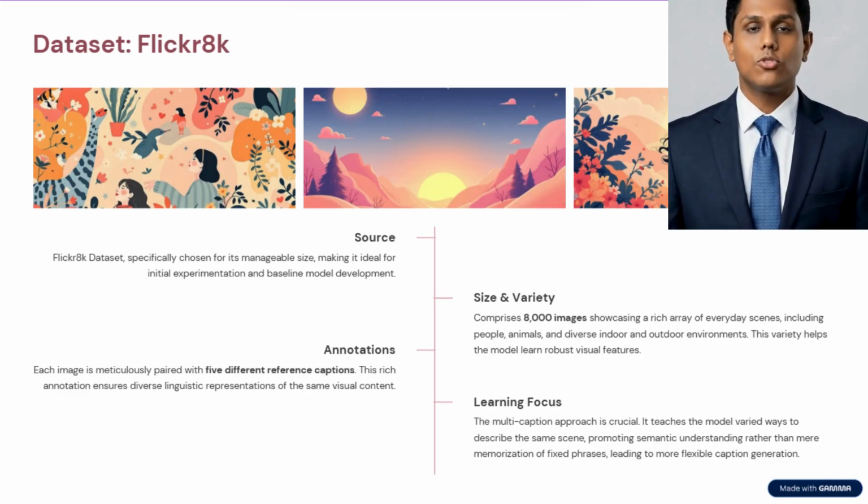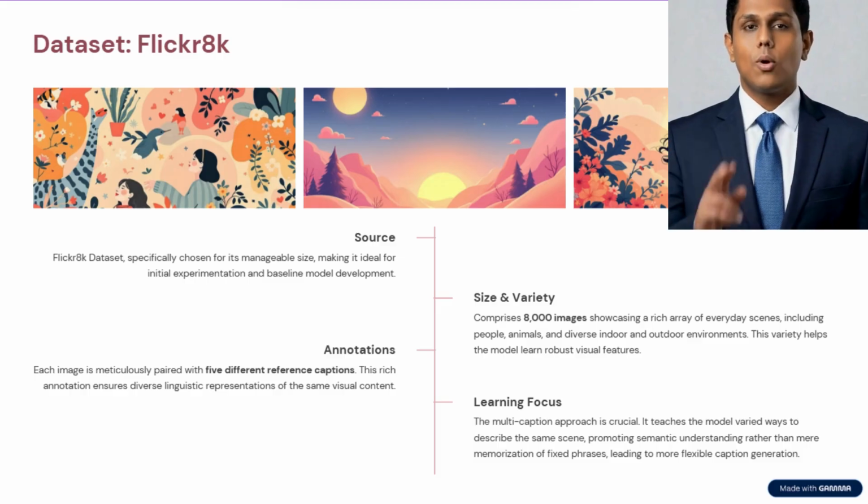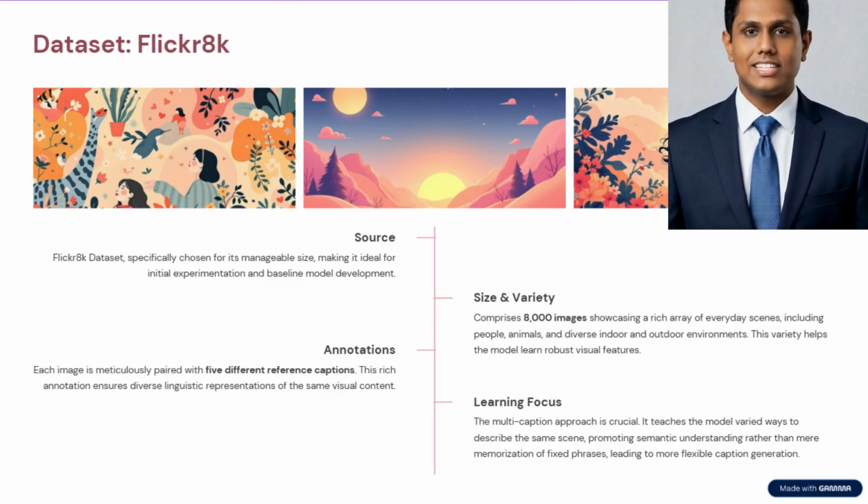Data is the fuel for any deep learning model. For our Phase 1 implementation, we selected the Flickr 8K dataset. Why did we choose Flickr 8K? It offers the perfect balance for an intermediate project, as its size is manageable for initial experimentation. It contains 8,000 images drawn from varied everyday scenes, including people, animals, and both indoor and outdoor settings.